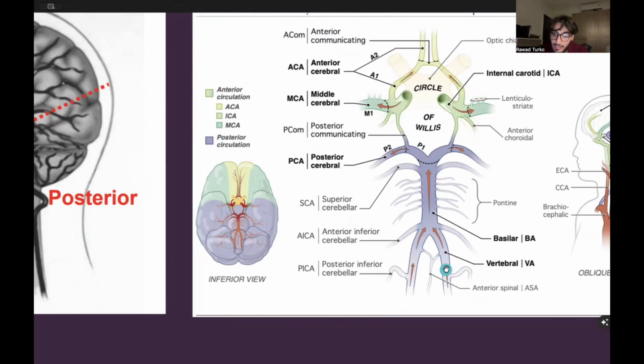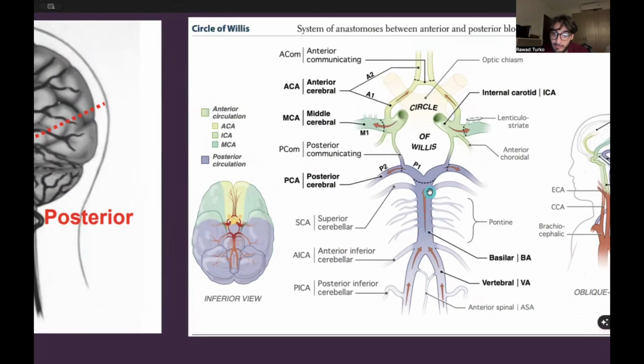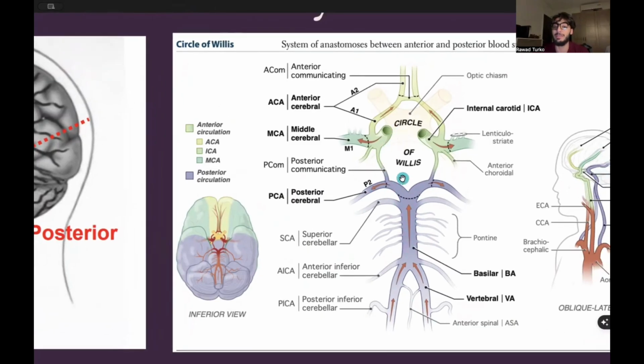And these vertebral arteries are going to join at the top to form the basilar artery, which supplies the pons, and it's going to give off these branches called the paramedian branches or the pontine branches. And then it's going to give off also the superior cerebellar artery and the posterior cerebral artery. Okay. Now, from the posterior cerebral artery, you're going to see the PCOM, the posterior communicating artery, which is going to connect the posterior circulation with the anterior circulation.